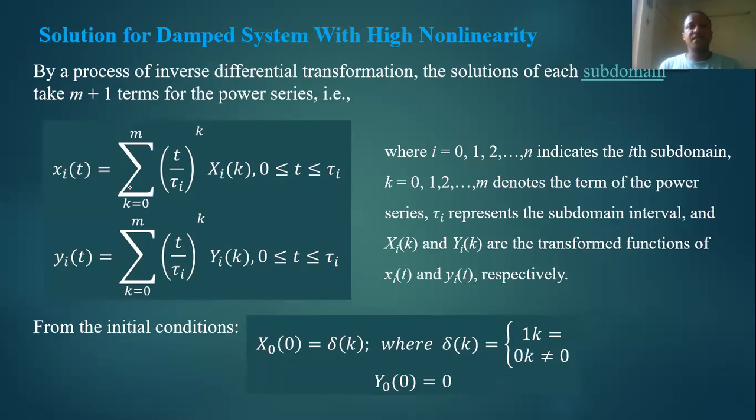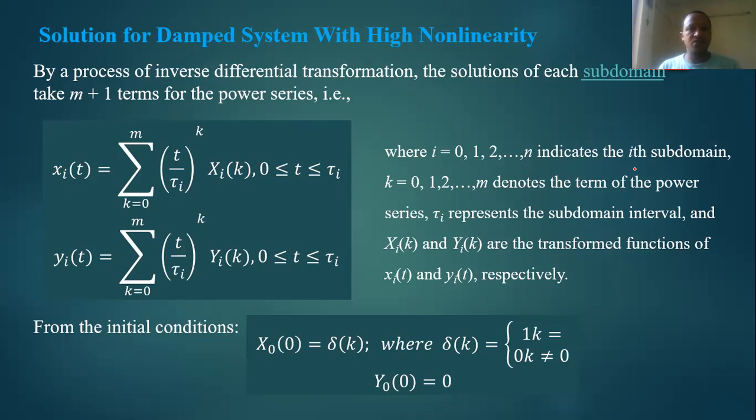By a process of inverse differential transformation, the solution of each domain taking n plus 1 terms of the power series will be like x_i of t equals the summation over k from 0 to m of t over this theta, where t is the variable we consider, x_i of k, for 0 less than or equal to t less than or equal to zeta_i, where i is equal to 0, 1, 2, 3 to n, indicating this i is the subdomain.